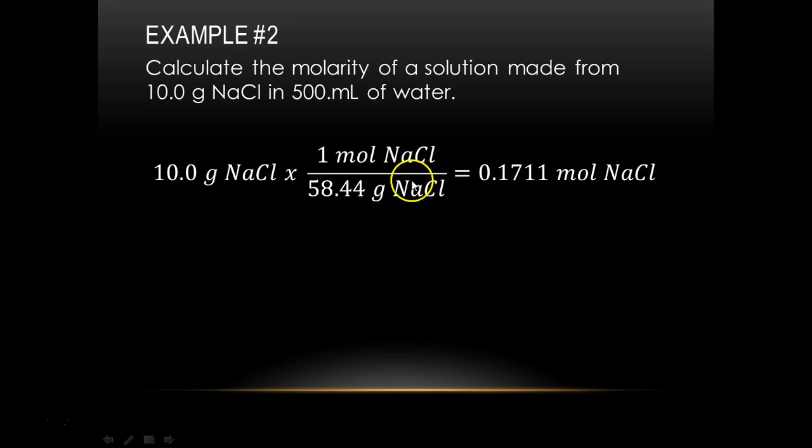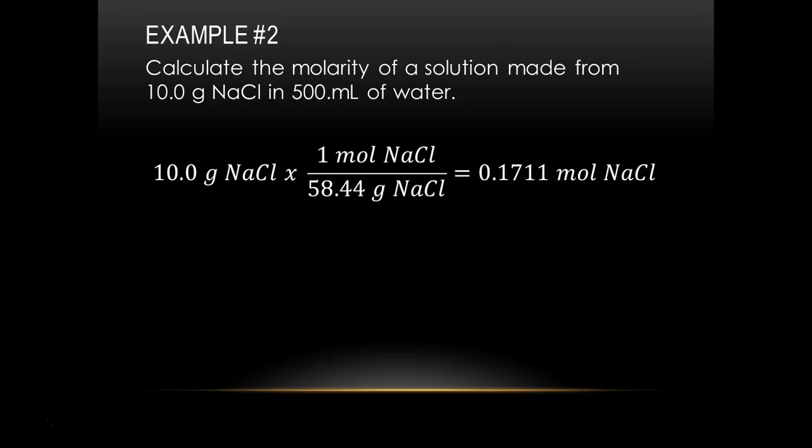Now, I didn't do the molar mass calculation because we've been doing it for months. You should know how to do that. If you don't, please come in for help. So 10 divided by 58.44 is going to give you 0.1711. Now, I carried an extra sig fig because this is a multi-step problem. I don't want to round too early.